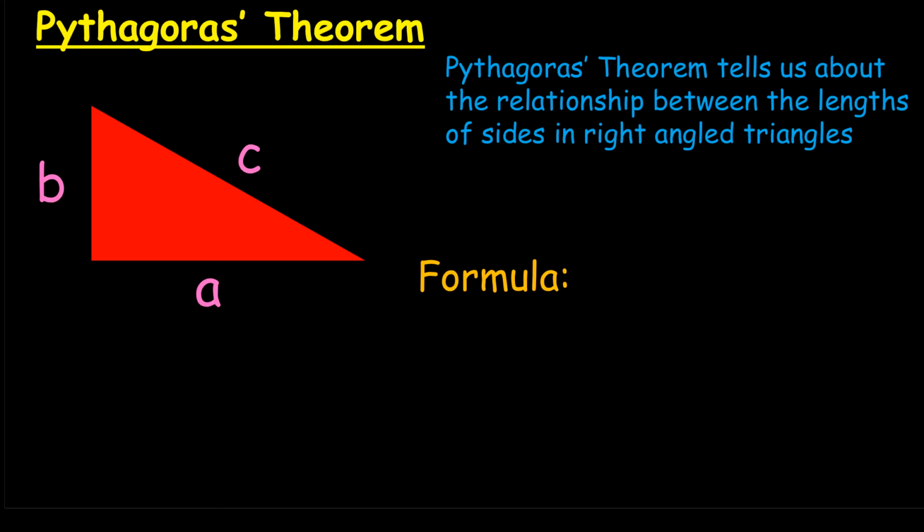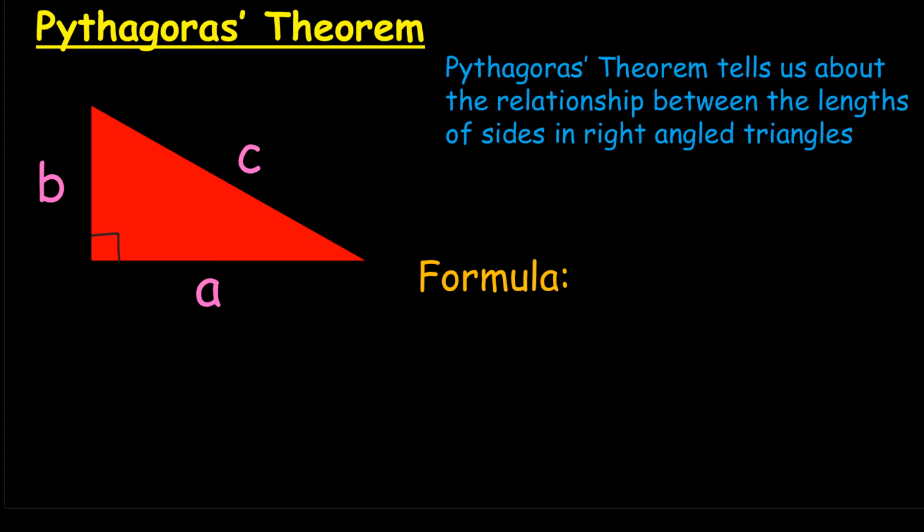Pythagoras was an ancient Greek mathematician who discovered a theorem that tells us about the relationship between the lengths of sides in right angled triangles. So it's important to know that this theorem and this topic only applies to right angled triangles. Before we think about the formula and how to apply it, we're going to focus on the right angled triangle and look at labelling the sides.